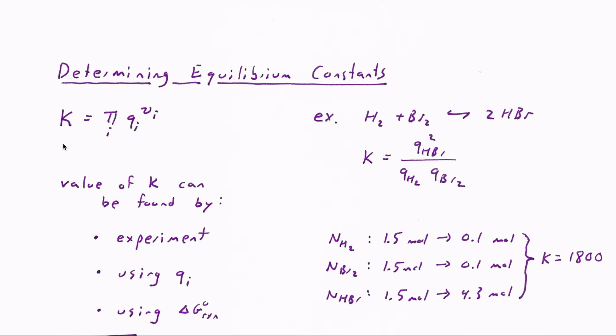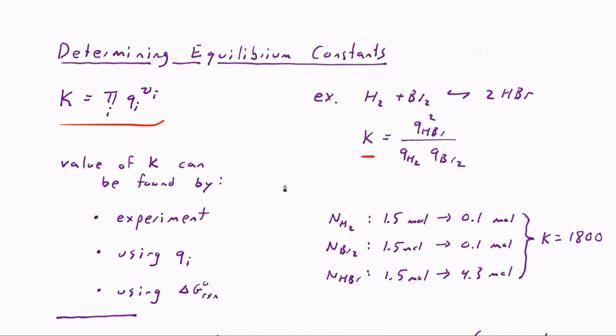So we know so far that the equilibrium constant can be calculated as this product of partition functions raised to their stoichiometric coefficients. For example, for our favorite reaction so far, H2 and Br2 making HBr, the equilibrium constant is the partition functions of HBr squared divided by the partition functions of H2 and Br2. Those have to equal K. So if we want to know the value of K, we can find it in several different ways. You could determine it experimentally. In fact, that's often what's done.